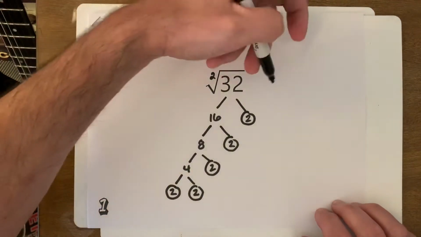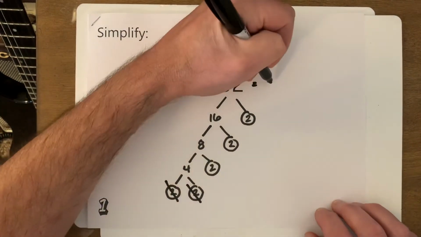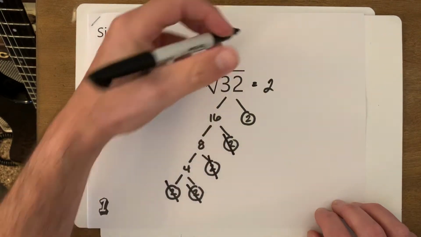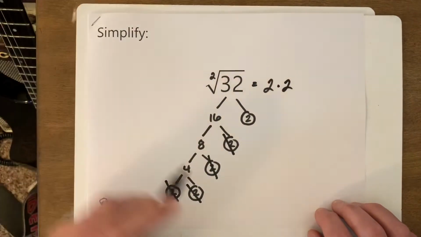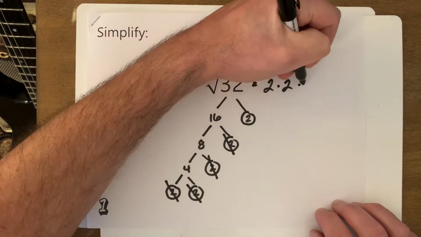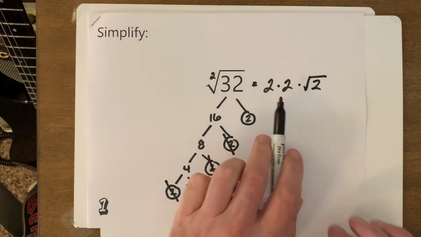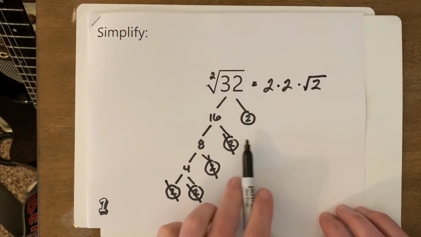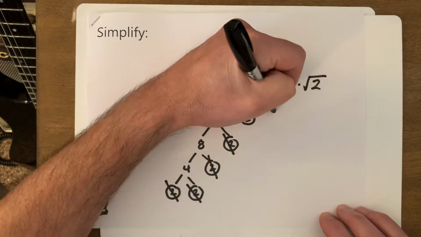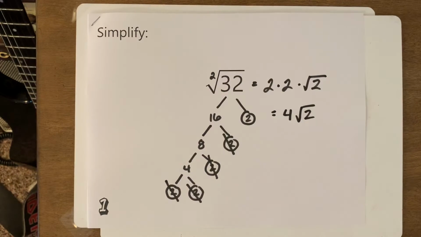And so, for instance, these two 2's will make a 2 when it comes out. These 2 will make another 2, but that 2 right there stays. There's not a pair with it. So that 2 stays underneath the square root. When you get done taking all these pairs out and multiplying them together, 2 times 2 is 4, and I have 4 times the square root of 2.